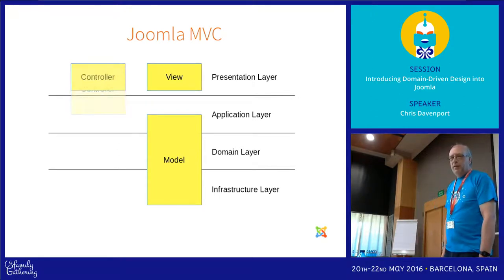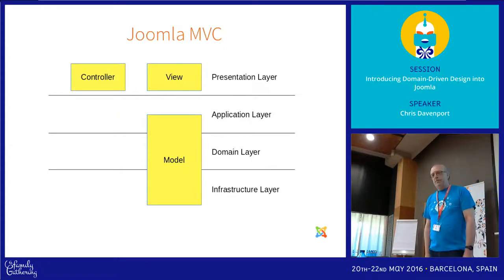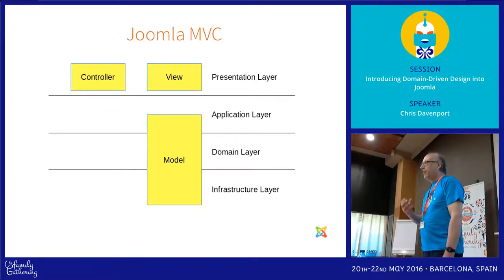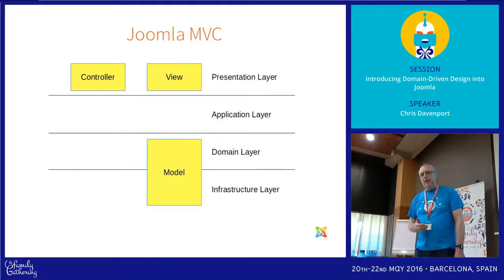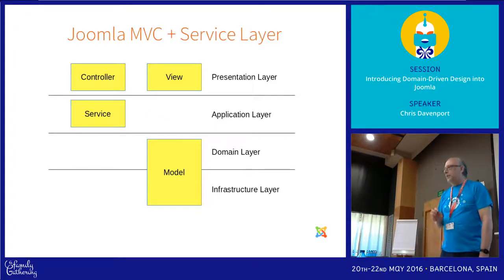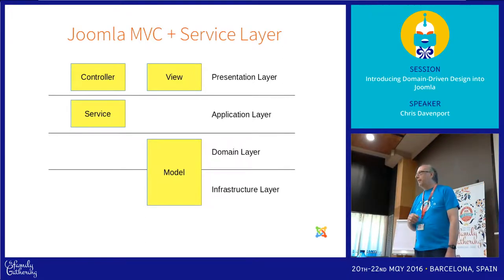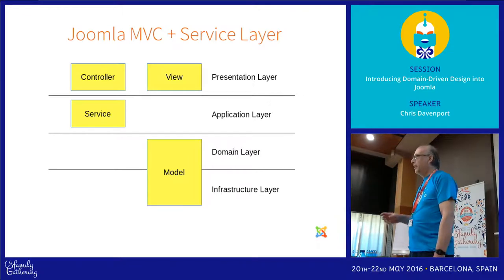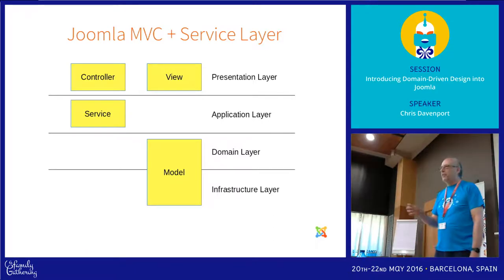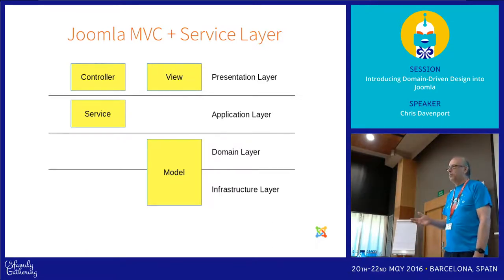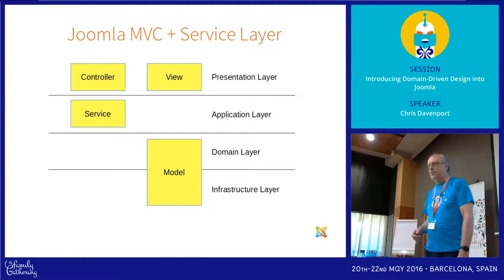So ideally what we want to do is to remove the application logic from the controllers and also from the models, and then put it into a separate layer, which I'm calling here a service layer. Now in DDD, actually that would be an application layer, but it would be confusing terminology within Joomla. If we suddenly started calling this an application layer, it would cause all sorts of confusion because it doesn't mean quite the same thing in Joomla.